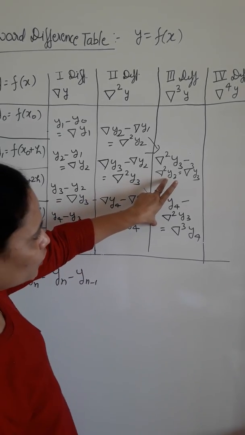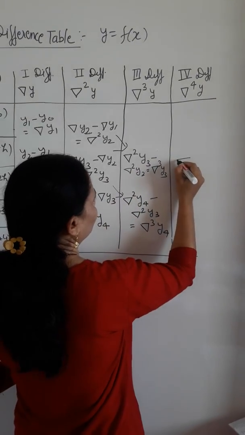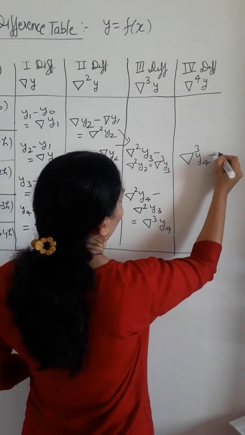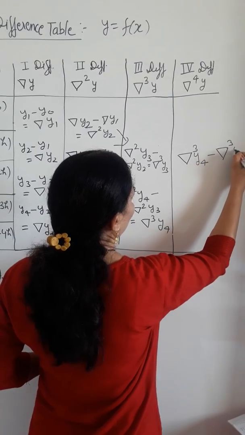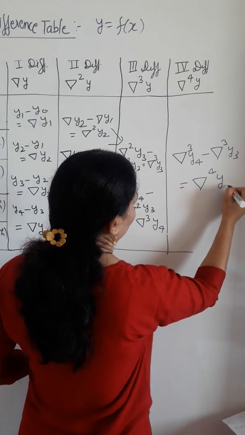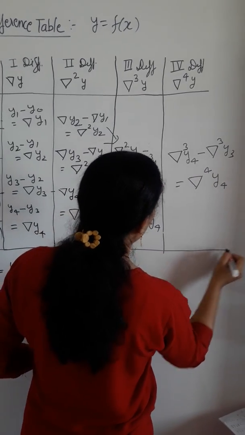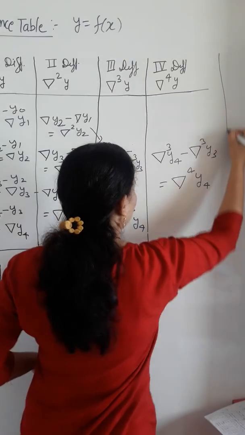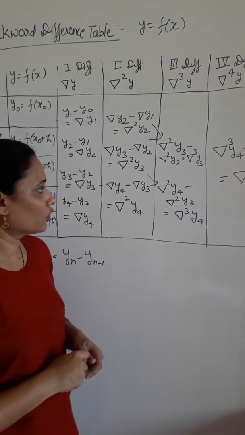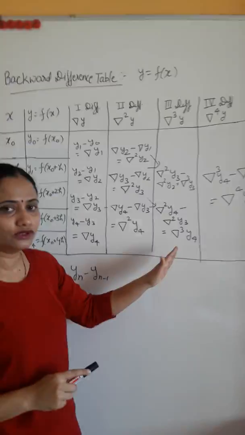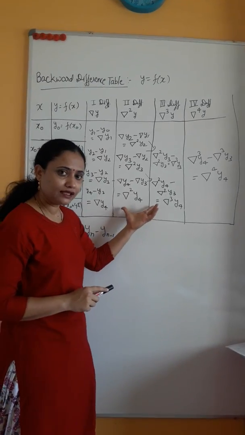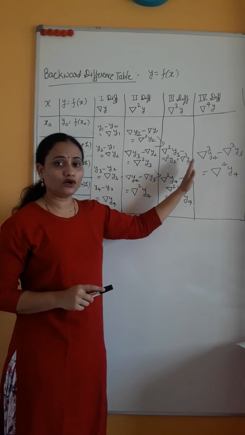Now we are left with two values only. So the fourth difference will be nabla cube y4 minus nabla cube y3. That is nabla 4 y4. So again we have ended up. This table is terminated. Same way, if we are left with only one value, then it terminates, or suppose we are getting all the same values at any point, then this table terminates. So I hope it is clear that in construction we are not doing anything new.